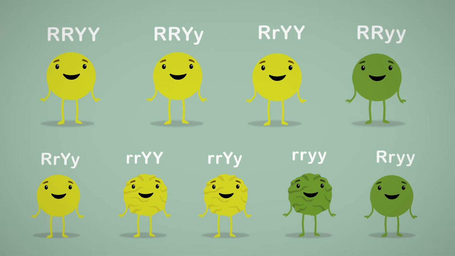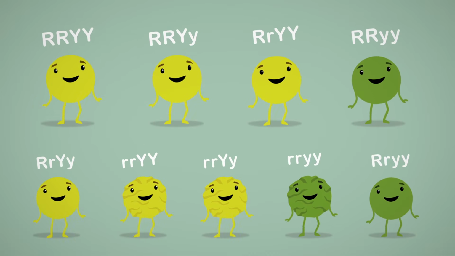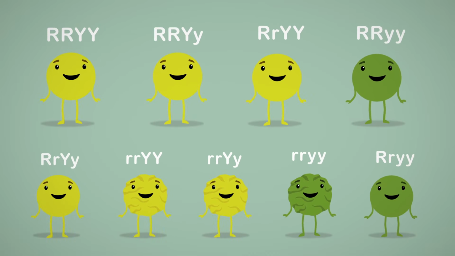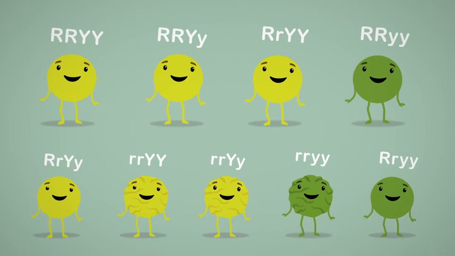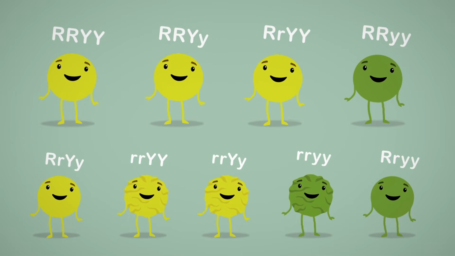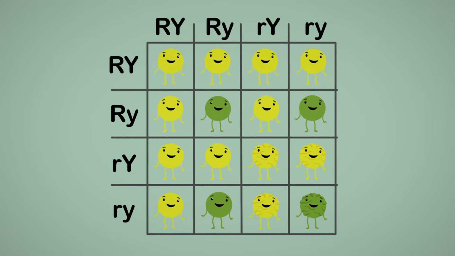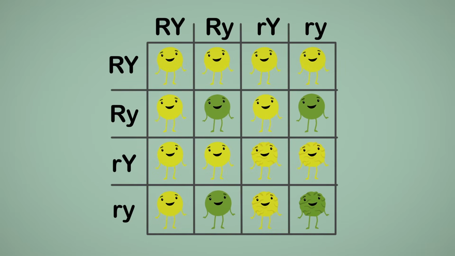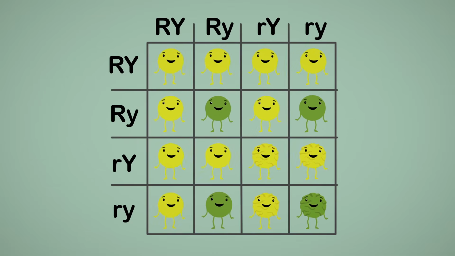But even peas have a lot of characteristics. For example, besides being yellow or green, peas may be round or wrinkled. So we could have all these possible combinations: round yellow peas, round green peas, wrinkled yellow peas, and wrinkled green peas. To calculate the proportions for each genotype and phenotype, we can use a Punnett square too. Of course, this will make it a little more complex.